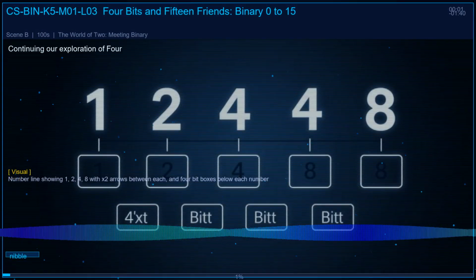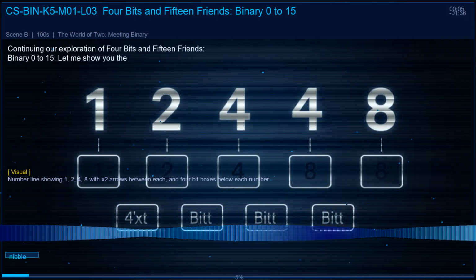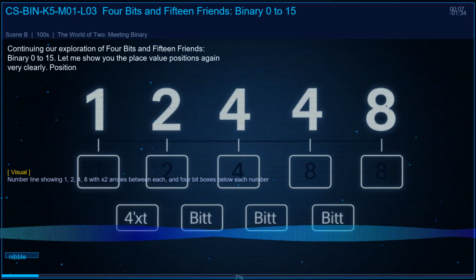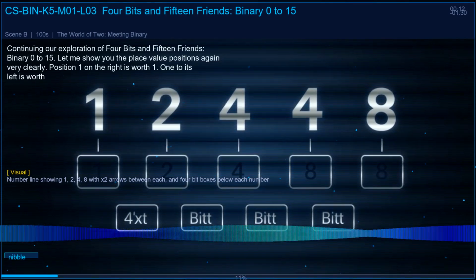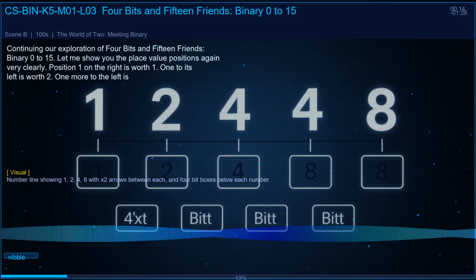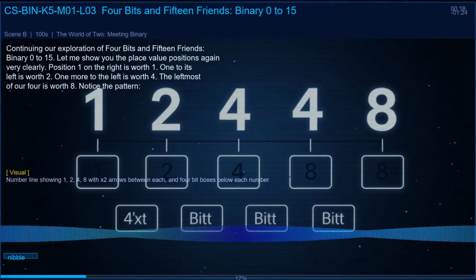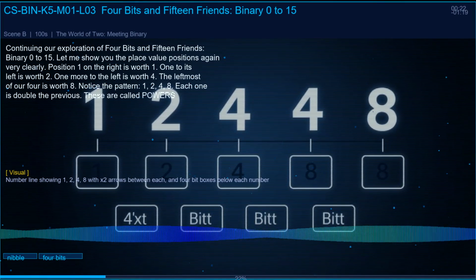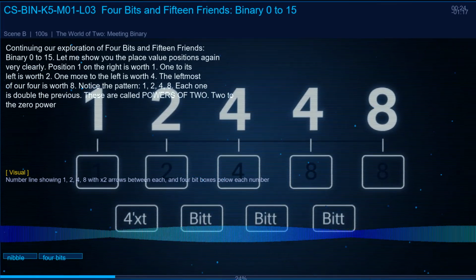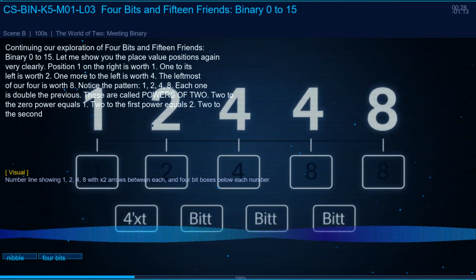Continuing our exploration of 4 bits and 15 friends, binary 0 to 15. Let me show you the place value positions again very clearly. Position 1 on the right is worth 1. One to its left is worth 2. One more to the left is worth 4. The leftmost of our 4 is worth 8. Notice the pattern, 1, 2, 4, 8, each one is double the previous. These are called powers of 2.